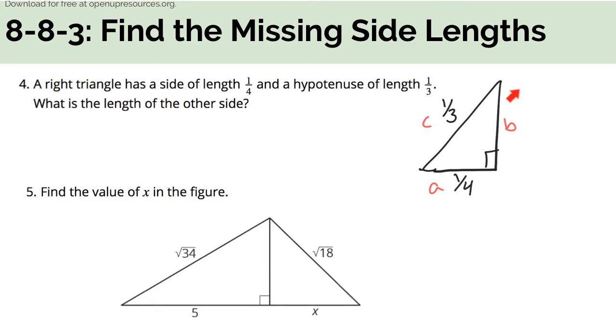Again, on number 4, definitely draw a picture and be careful of your labeling. The hypotenuse needs to be 1/3, and then one of the legs is going to be 1/4, and so you are solving for the other leg.